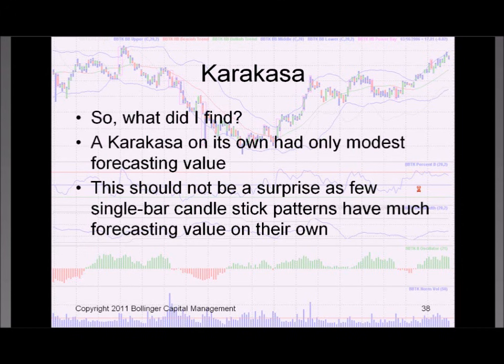I also found that it was more useful if one counted a number of bars before it. That is, if one encountered a Karakasa after an uptrend, that had significant forecasting value. If one encountered a Karakasa after a downtrend, again, that had significant forecasting value. And that got me to thinking, well, aren't we really thinking about relatively high and relatively low again? So what about Karakasas at the bands?